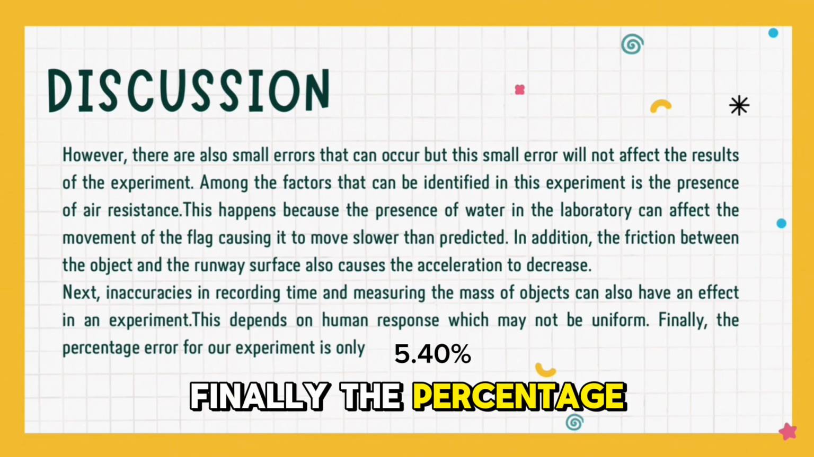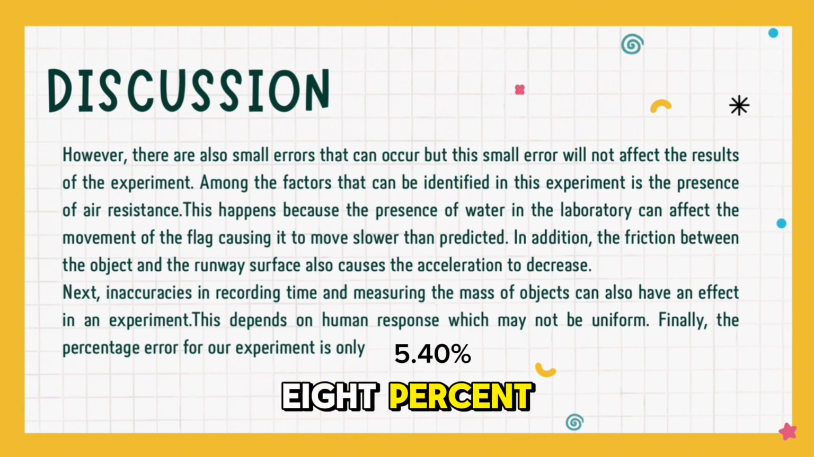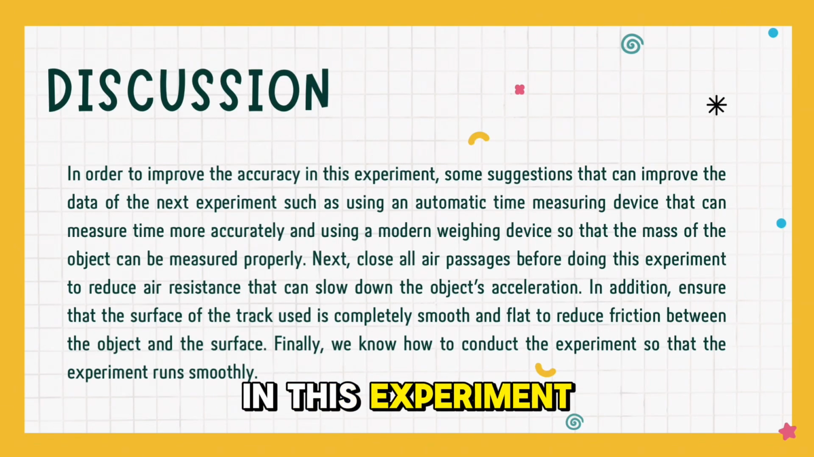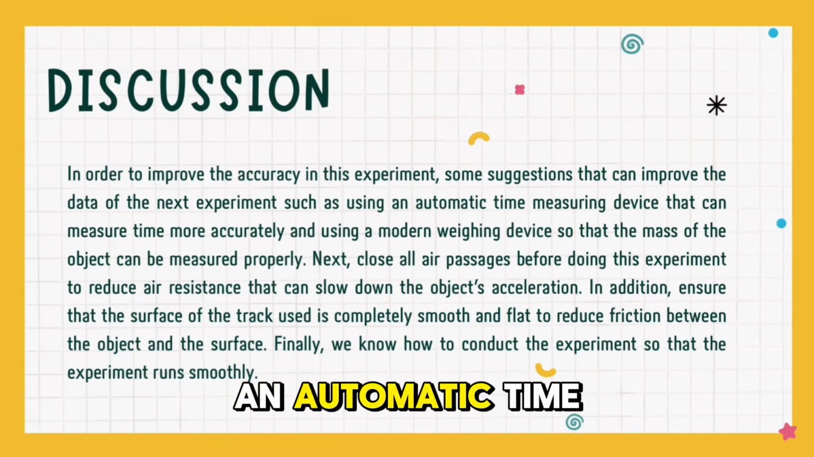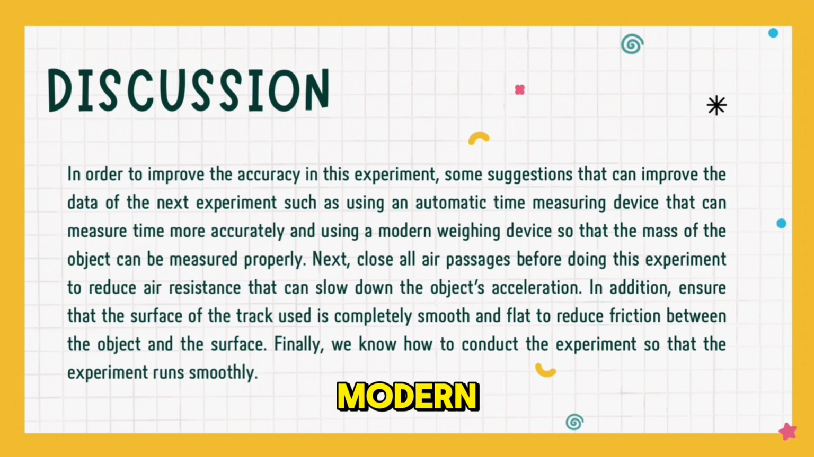Finally, the percentage error for our experiment is only 32.8%. In order to improve the accuracy in this experiment, some suggestions that can improve the data of the next experiment are using an automatic time measuring device that can measure time more accurately, and using a modern weighing device so that the mass of the object can be measured properly.